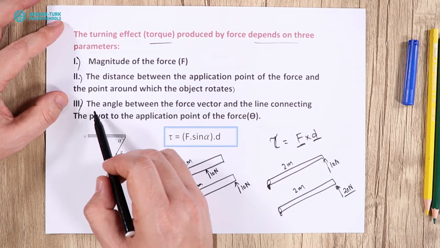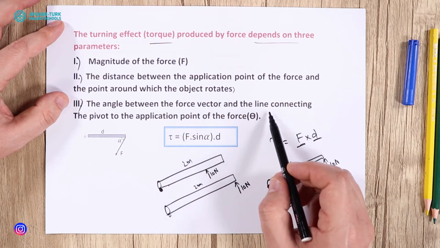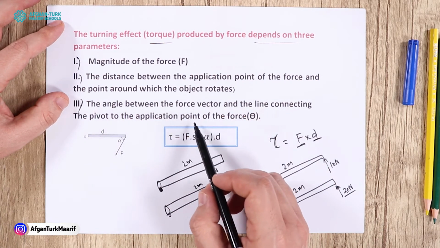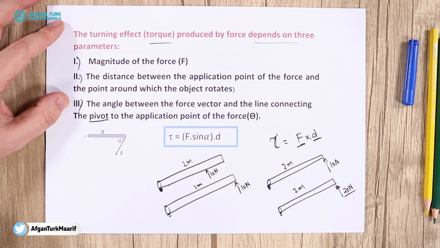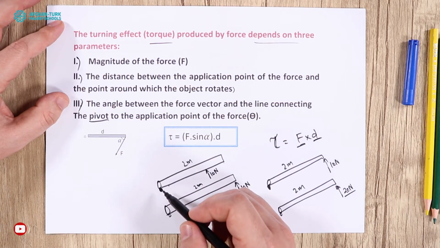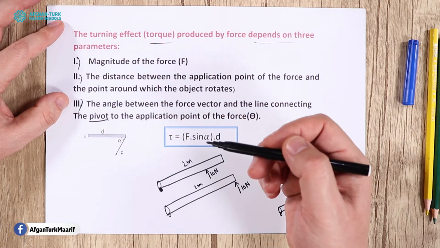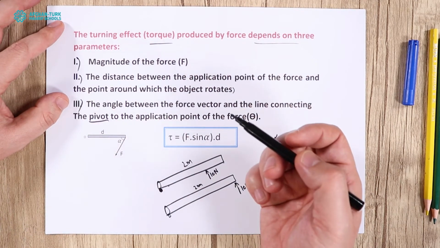Okay, the next one: the angle between the force vector and the line connecting the pivot, the application point, to the force, meaning theta. Here the word pivot means the same thing. Some words are used for the rotating point, like turning point, pivot and so on. So pivot means turn point.